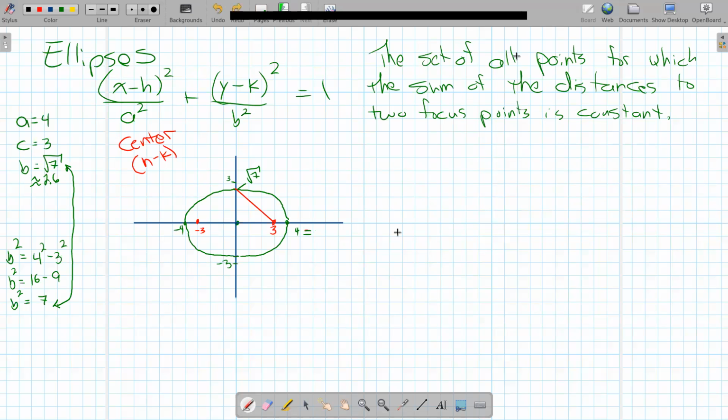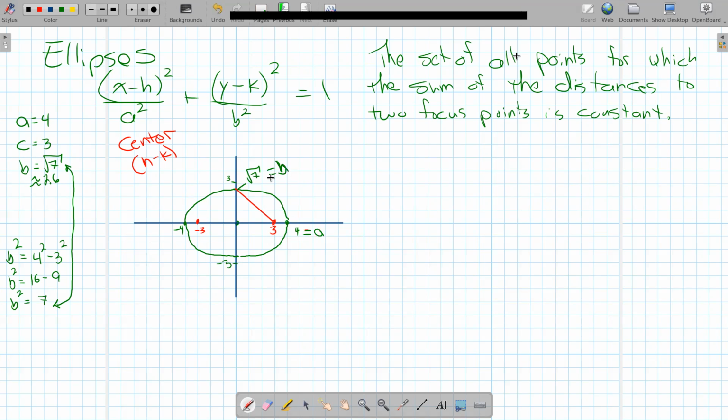And I set A equals 4, there we go. And I set B equal to the square root of 7. That's supposed to be a B, not an H. And my claim is that if A is 4 and B is the square root of 7, then my focus points, and I center this at the origin, will be at x equals 3 and x equals -3.